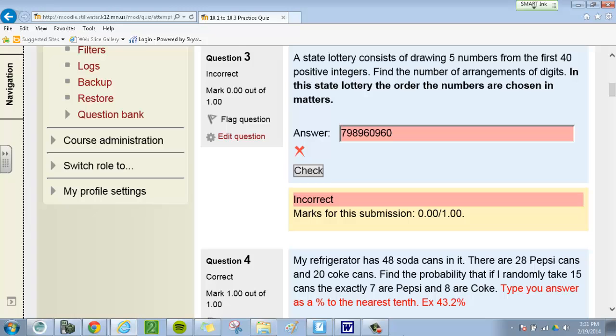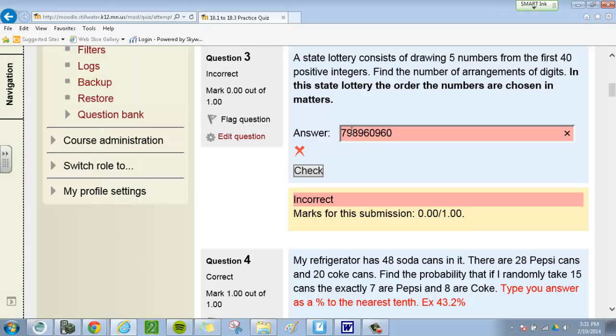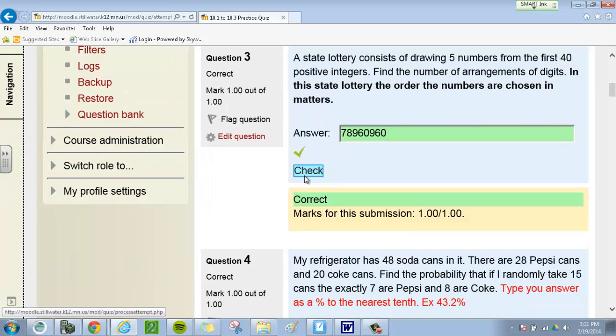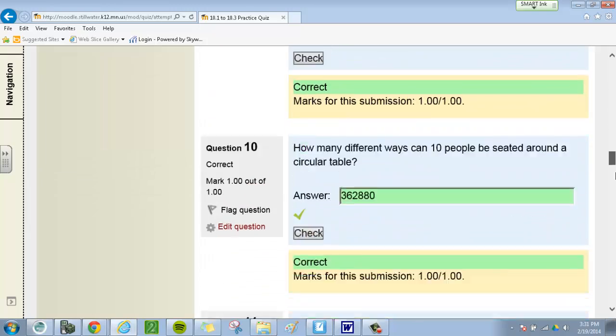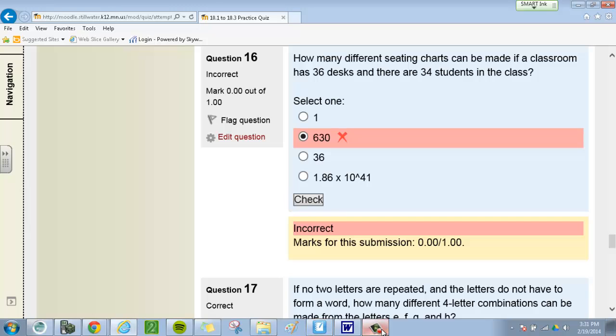What? Okay, looking at it again. Did I misread something? 7, 8, 9. Look very closely at this. 7, 8, 9, 6, 0. Okay, I think I got it this time. Check it. Got it. Okay. Coming down. Looking. I got this one wrong still. I'm going to pause. I'm going to talk to somebody.